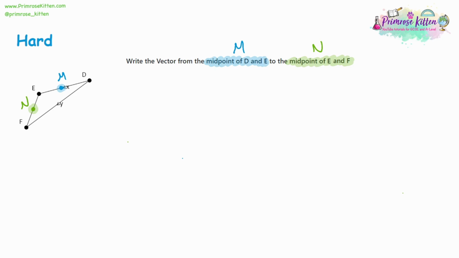So getting to N is going to be a little bit tricky. Why is it tricky? Because we don't have anything labelled for E to F. So let's find E to F first. For E to F, what we could do is go backwards down X and then forwards down Y. So that'll be Y minus X for E to F. And now we've got something for E to F. Now we can go from M to N. Important to know the direction you went as well.